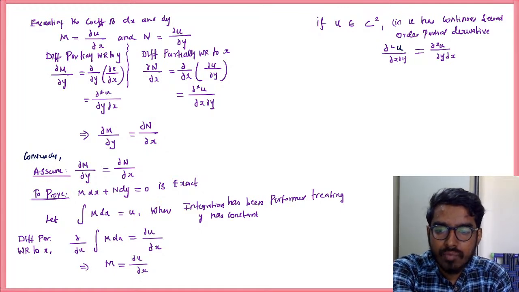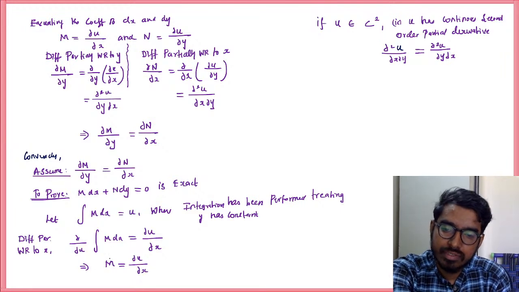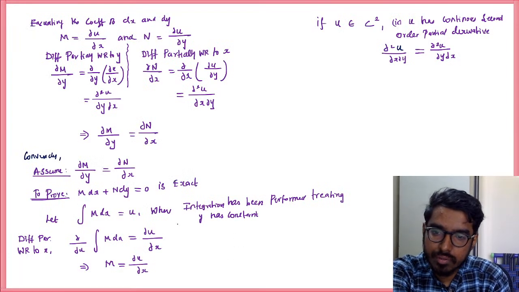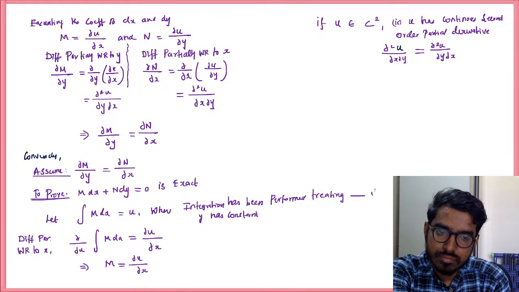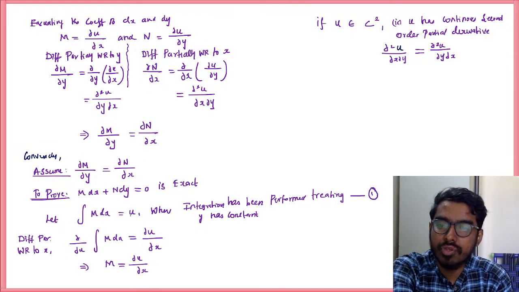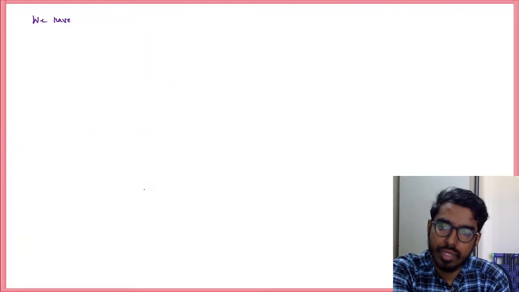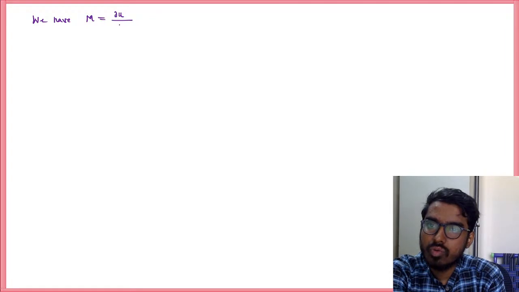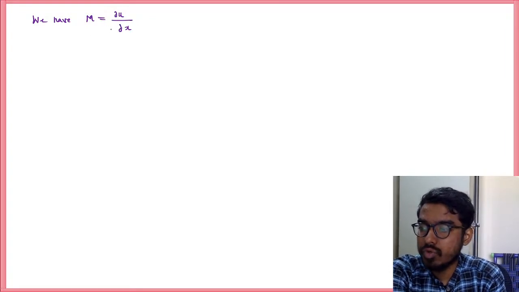Now what do we need to prove? We need to prove M dx plus N dy is 0 is exact. Let's call this equation a very important equation: let the integral of M dx be equal to u, where integration is performed treating y as constant. So we have M equal to ∂u/∂x.